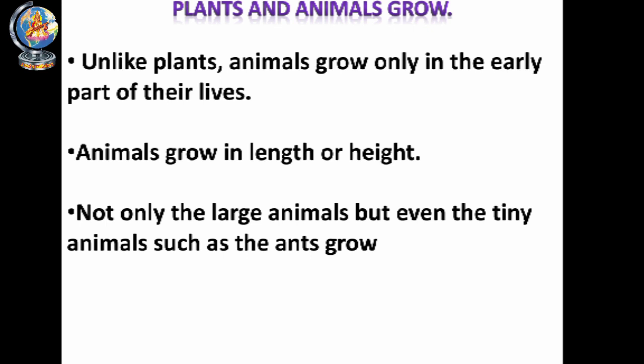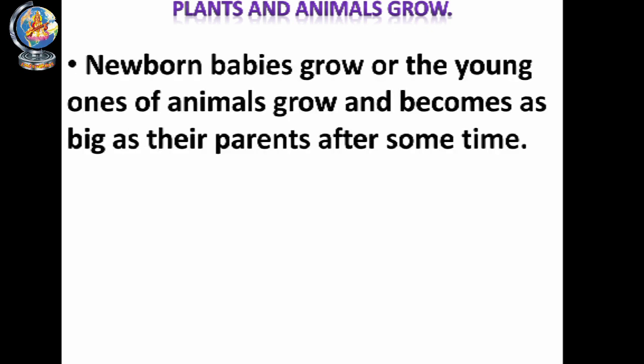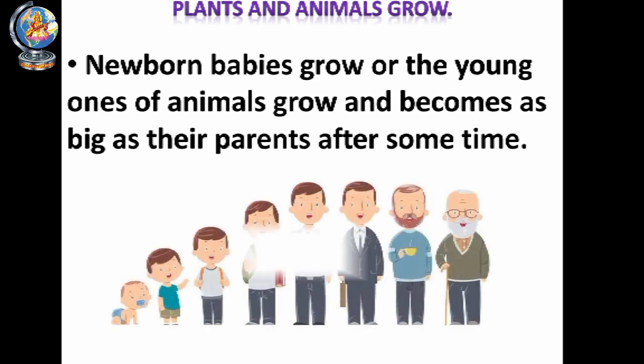You have seen human beings also. So let's talk about that. Newborn babies grow, or the young ones of animals grow and become as big as their parents after some time. You can see how human beings grow. Baby, then their height increases, and then they get a fixed height, right? Not up to old age, but after a certain age their height gets fixed, and after that their height will not increase. Even sometimes in some cases weight also gets fixed, right? So we can say animals grow only up to a certain age, right?